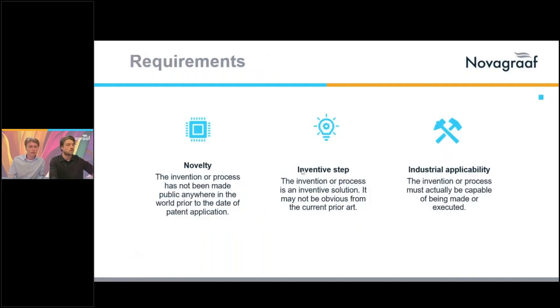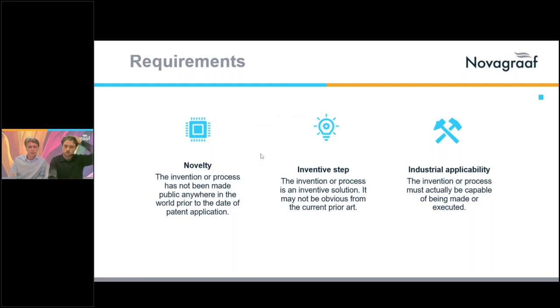The requirements for a patent, there are three main requirements, namely novelty. The invention or process cannot be made public anywhere in the world prior to the date of the application of the patent. So if somewhere in China or Australia or anywhere in the world the invention has been made public in any form, then you cannot acquire a patent registration.